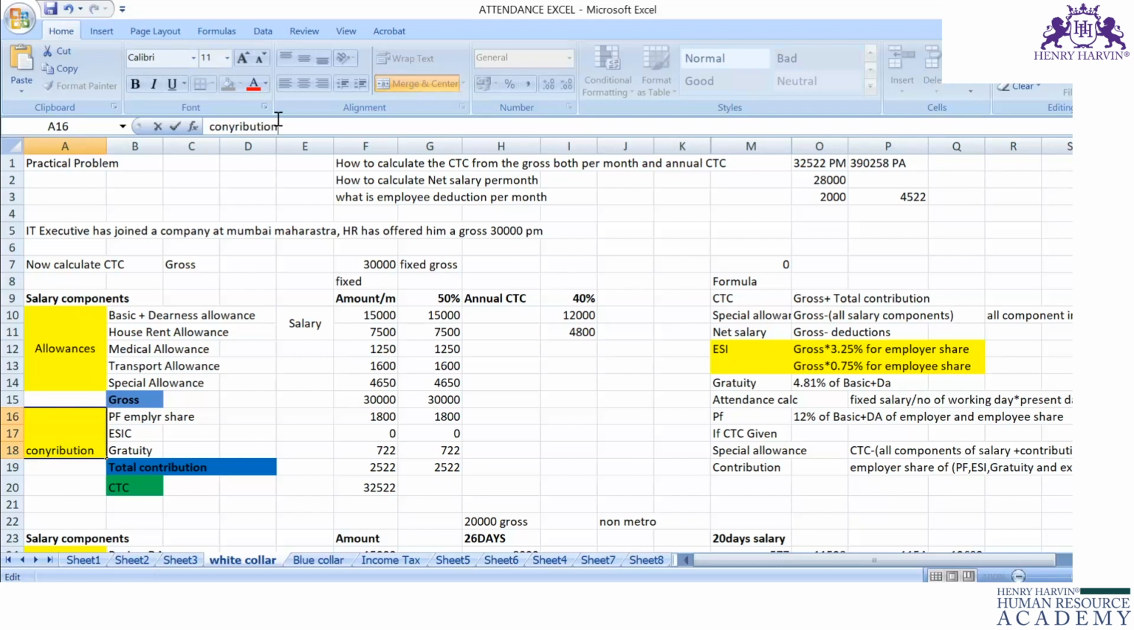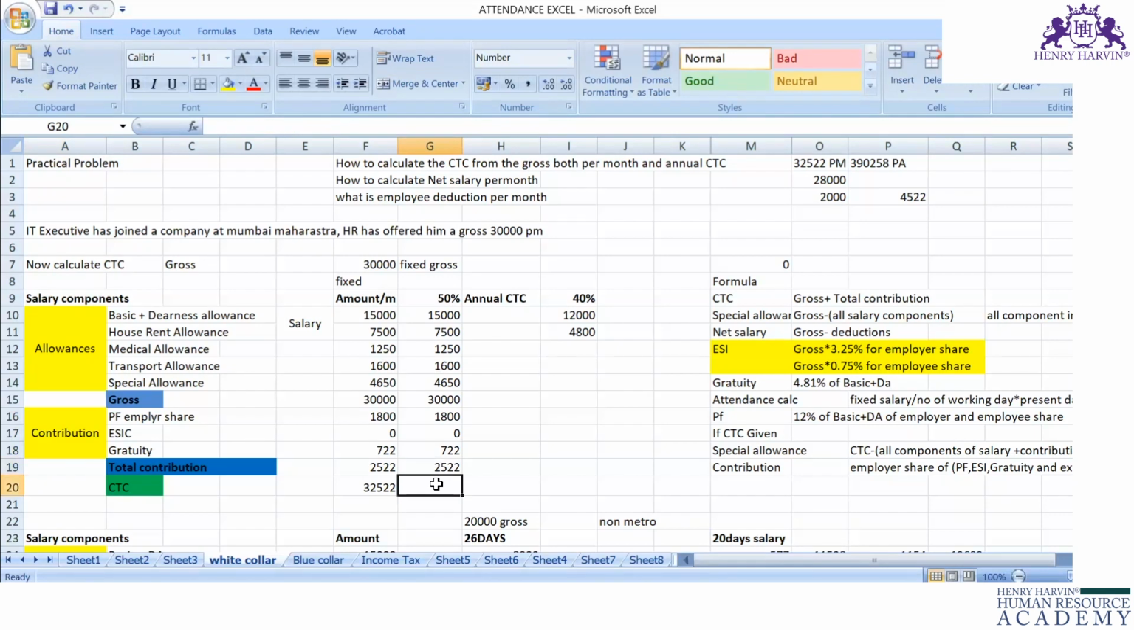Contribution. If you are calculating employer share, it is called contribution. If you are calculating employee share, it is called benefit. So the total contribution is 2,522.